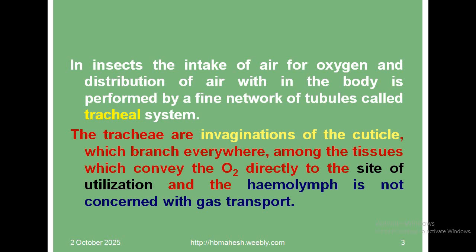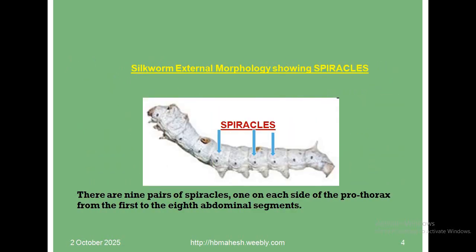Site of utilization is nothing but the cell. Within the cell, mitochondria is the site of utilization. And the hemolymph is not concerned with the gas transport. In higher organisms, in mammals, blood plays a very important role in gas transport, but here the hemolymph is not concerned with the gas transport.